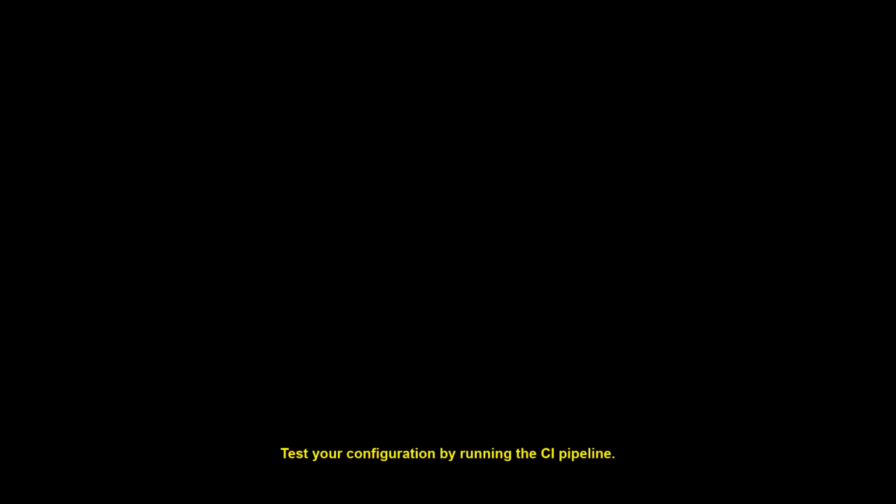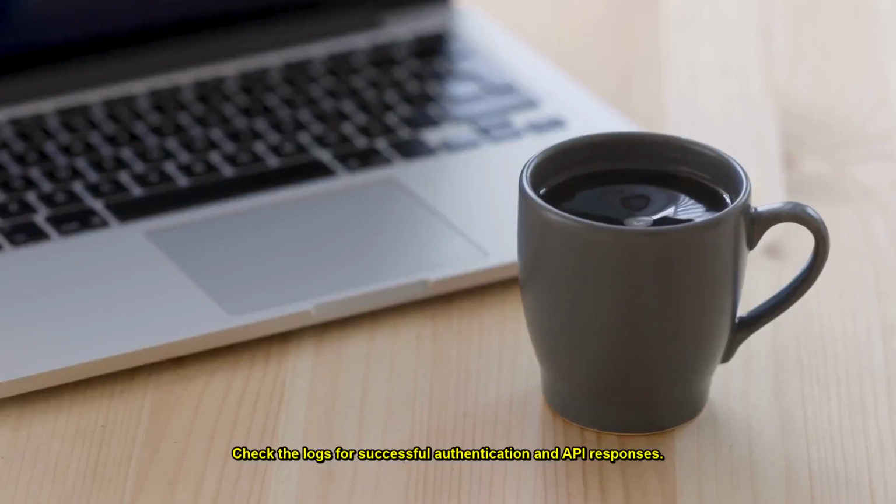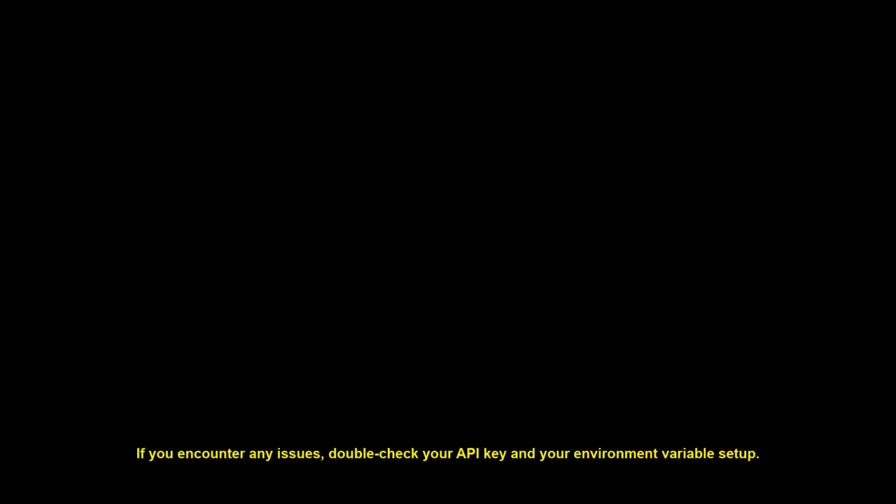Test your configuration by running the CI pipeline. Check the logs for successful authentication and API responses. If you encounter any issues, double-check your API key in your environment variable setup. Once everything is working, your CI pipeline will be able to communicate with the Vultr API effectively.